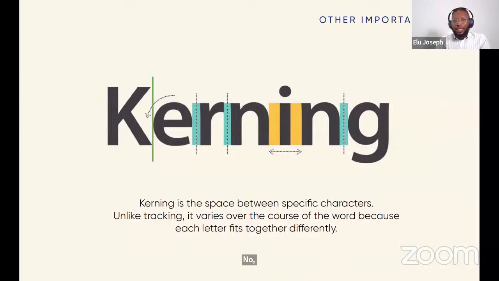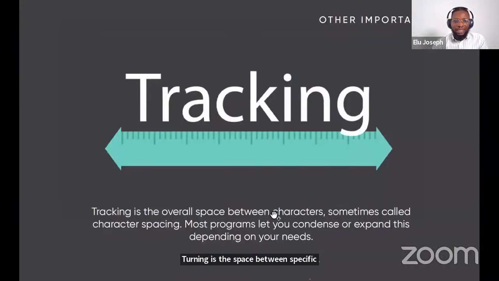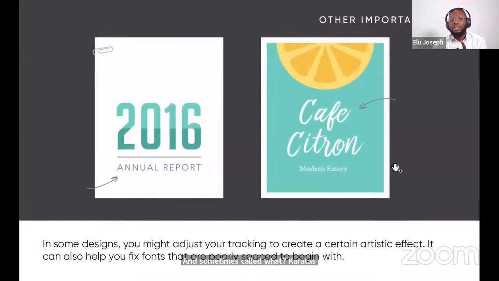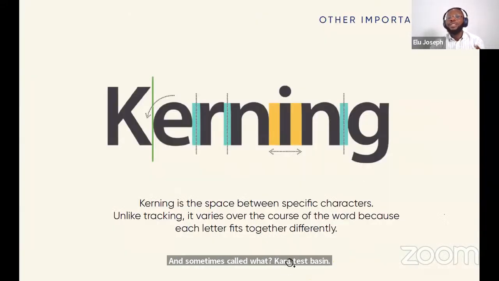Kerning is the space between specific characters. Specific. Remember, tracking is the overall space between characters, and sometimes called what? Character spacing. But kerning is the space between specific characters, and it varies over the course of the word because each letter fits together differently.